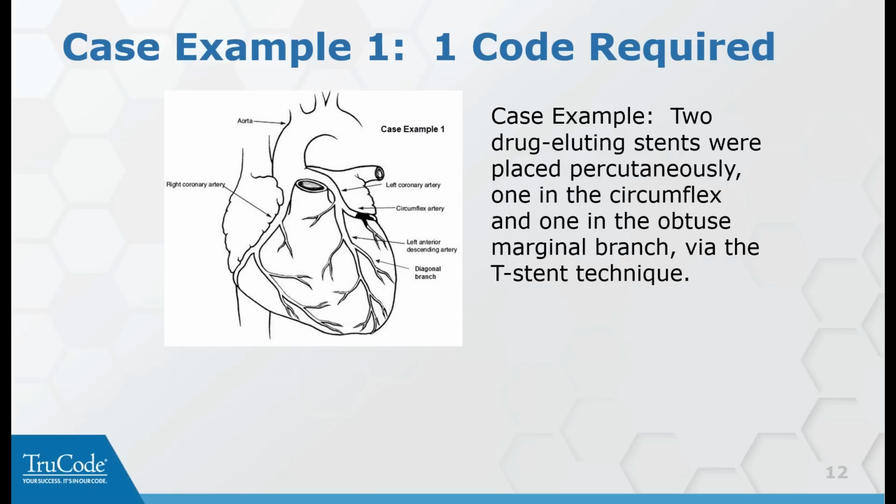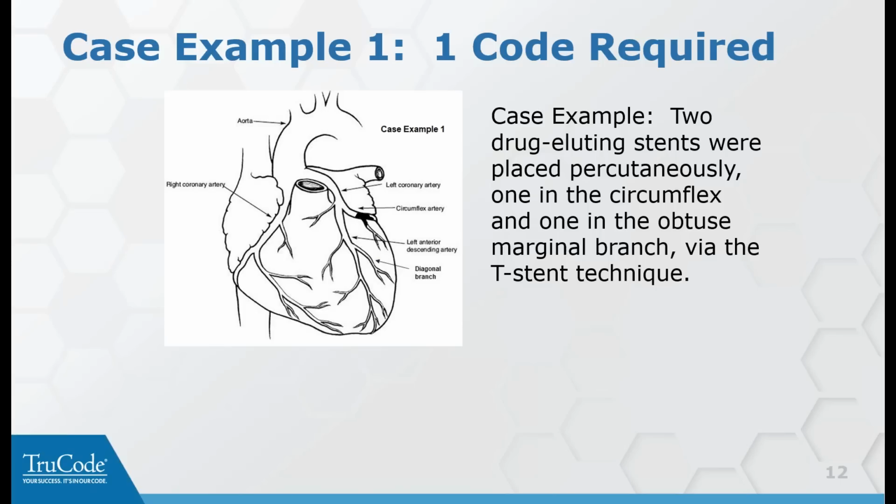Yes, the obtuse marginal does branch off the circumflex, and really the only way they can use the T-stent technique is to have 1 stent in 1 vessel and then place a second stent perpendicular, or as a T, into the branch. So the T-stent technique is a huge clue that we are working right there at that bifurcation. So if they used 2 stents in 2 arteries, we're going to be able to use 1 code to get this job done. And then I might as well just say, when I code these, I always have to double check I got the right body part value because whoever developed the system did not match up the body part number to the number of arteries treated. Terribly frustrating, but you will get used to it.